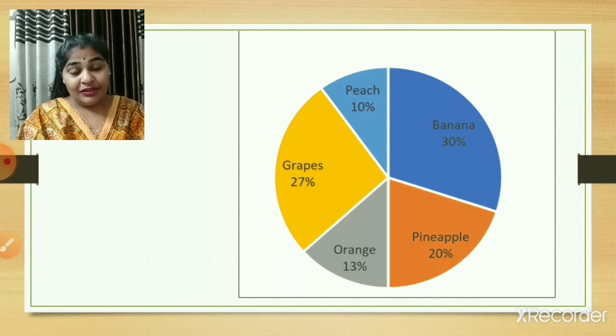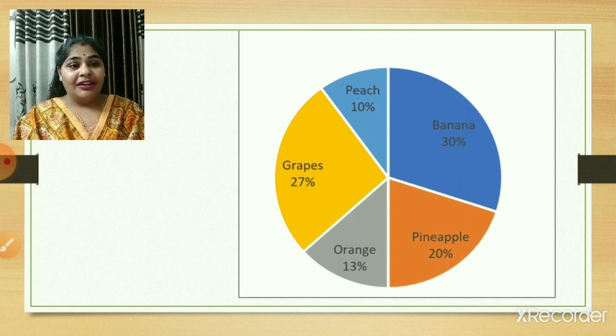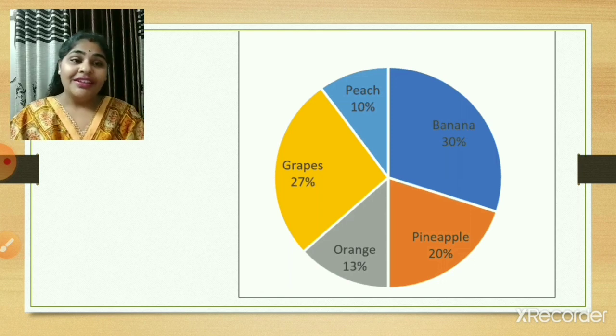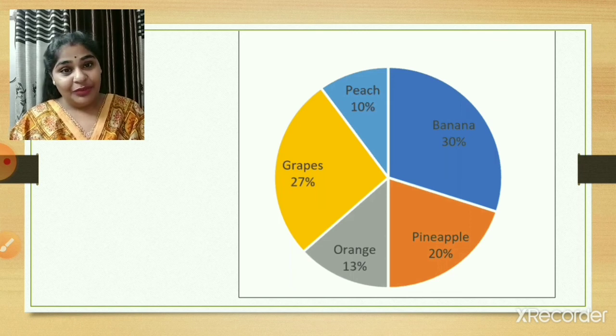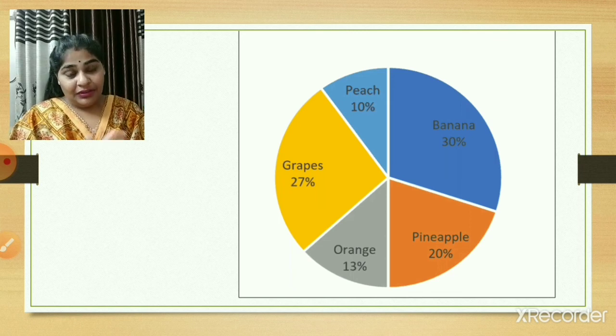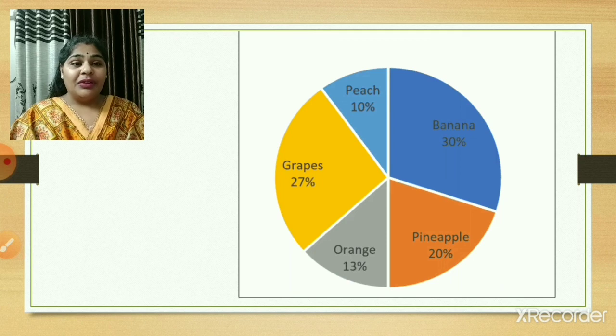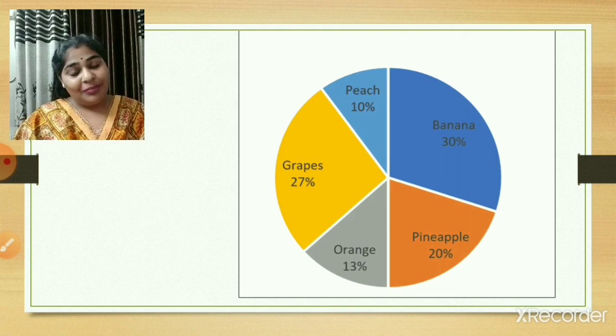So looking at this pie chart, very easily you can say what the data given is, how many children like grapes, how many children like pineapple, or which fruit is most liked by the children. All this data, by looking at the pie chart only, we can explain, right? So this is called a pie chart.